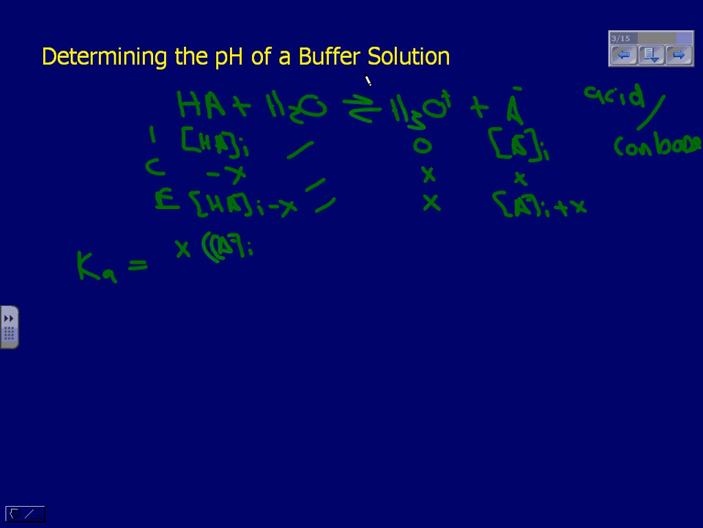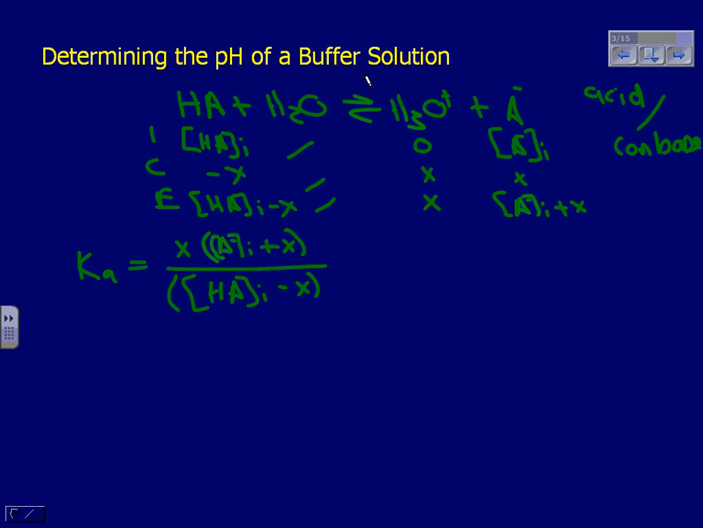And that's plus X, and then concentration of HA initial minus X. All right. This is looking like it could be a quadratic, but we want to avoid that, so what do we use? What do I do if I want to avoid the quadratic? Yeah, I can check the approximation. This is not a perfect square.